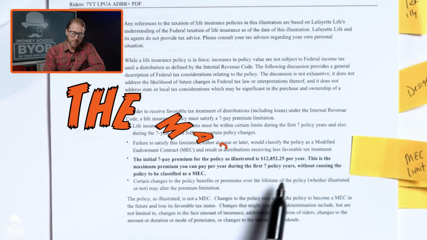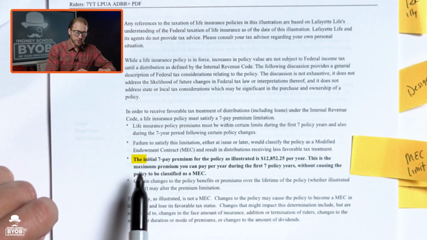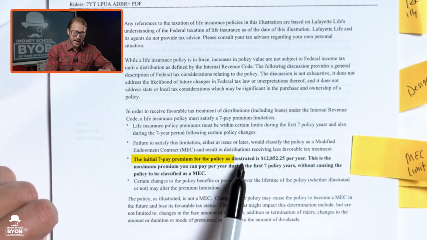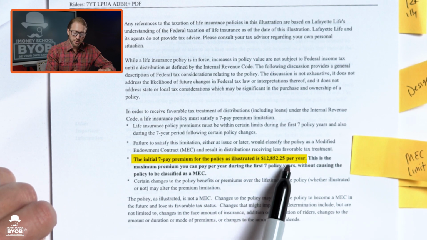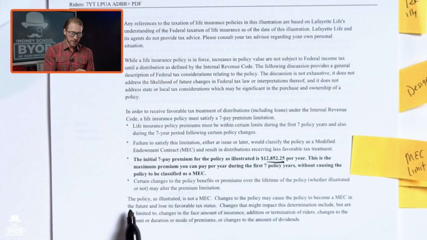Now, the other thing that is very important when it comes to the tax information here, and it's all covered, is the MEC 7 pay. Now, in every policy we design the policy right to the MEC 7 pay limits. And you can see that right here. The initial 7 pay premium for the policy, as illustrated, is $12,852. $852.25 is the amount above and beyond the $12,000 premium deposit that you told us you wanted to be able to put into the policy. So you don't have a whole lot of room to put more money in before you violate the MEC 7 pay rule, which then, right here, the policy, as illustrated, is not a MEC.